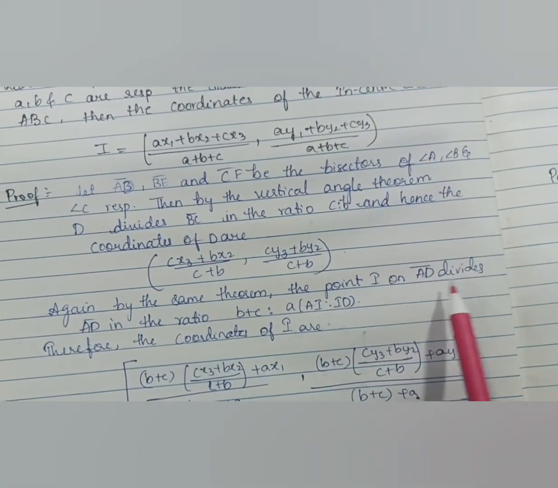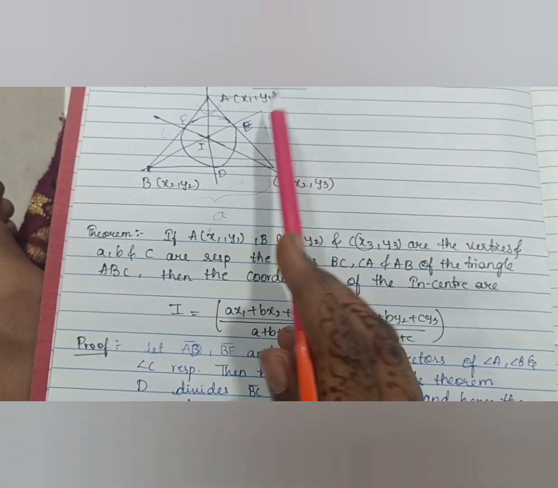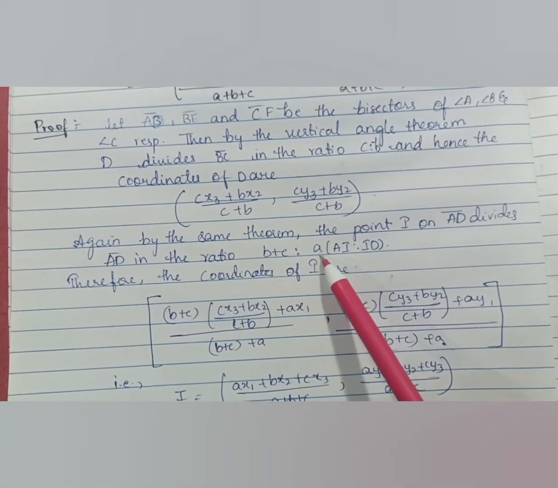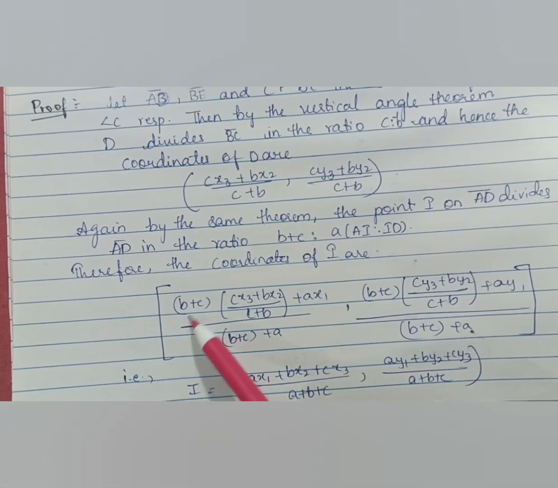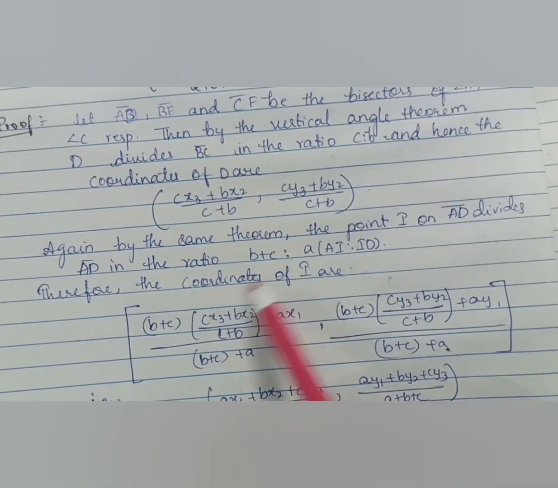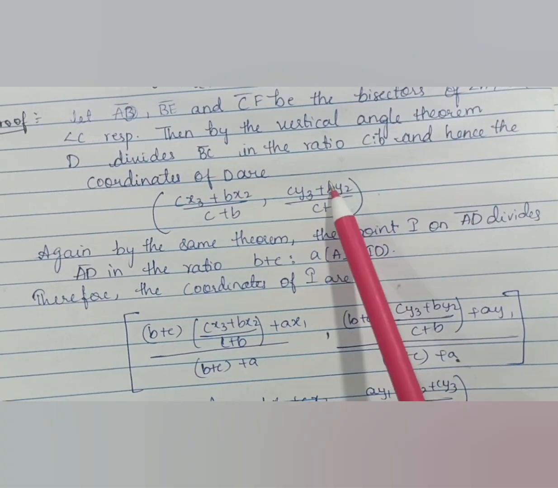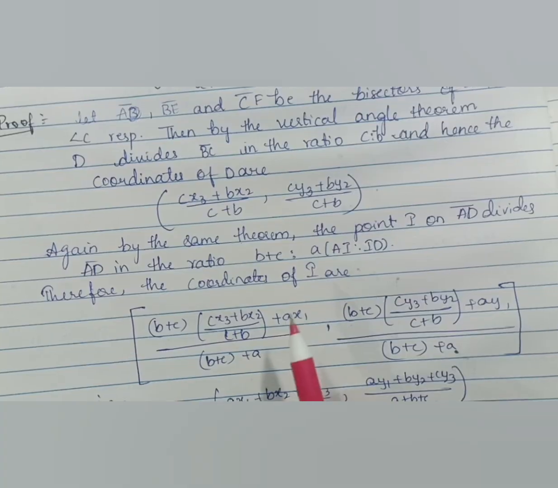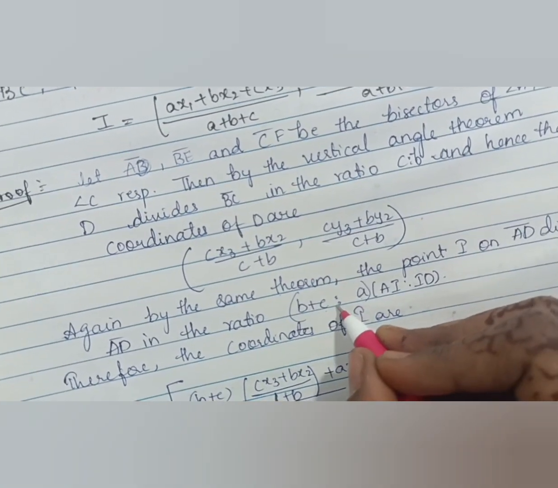This point I on AD divides. Now we know the point D, and we know the point A, then I will divide AD in the ratio b plus c is to a, that is AI is to ID, right? Then the coordinates of I are given by the section formula. Remember, it is a section formula. This is x2 y2, this is x1 y1. The ratio will be b plus c is to a.